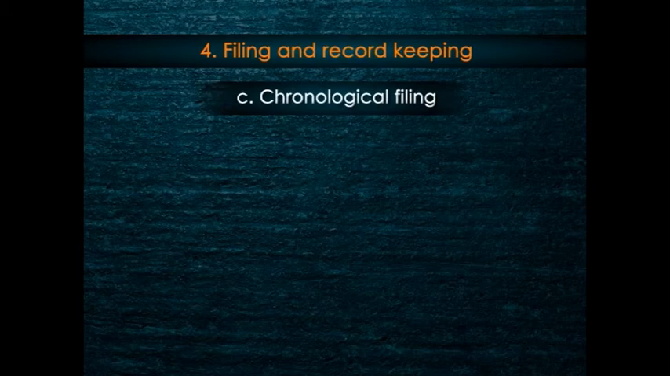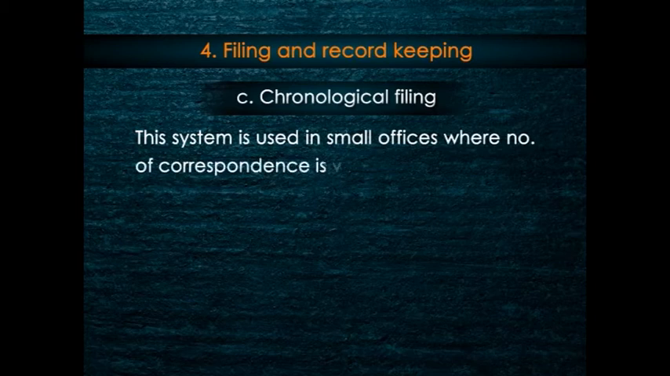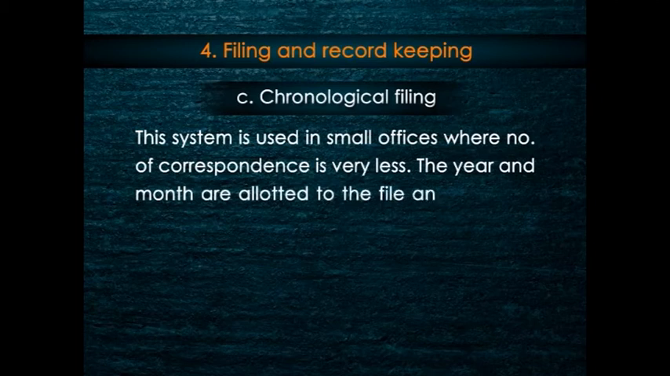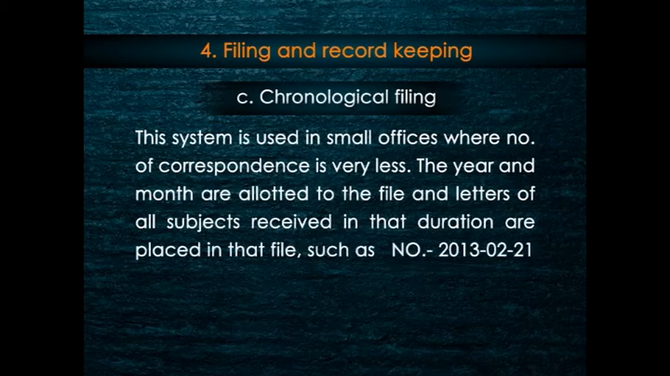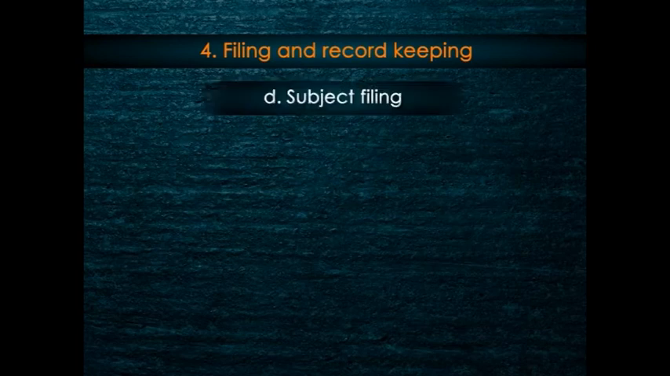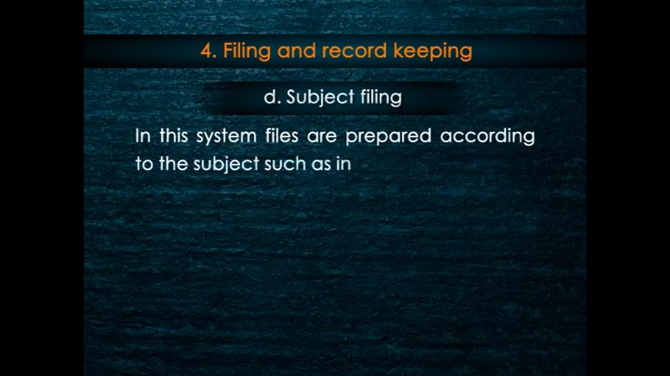C. Chronological filing. This system is used in small offices where the number of correspondence is very small. The year and month are allotted to the file, and letters of all subjects received in that duration are placed in that file, such as 2013-02-21. D. Subject file. In this system, files are prepared according to subjects such as intramural, extramural, and purchase, etc.